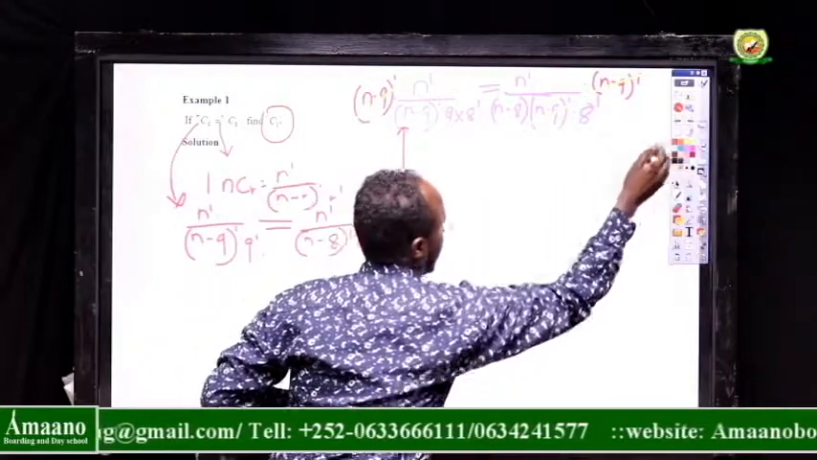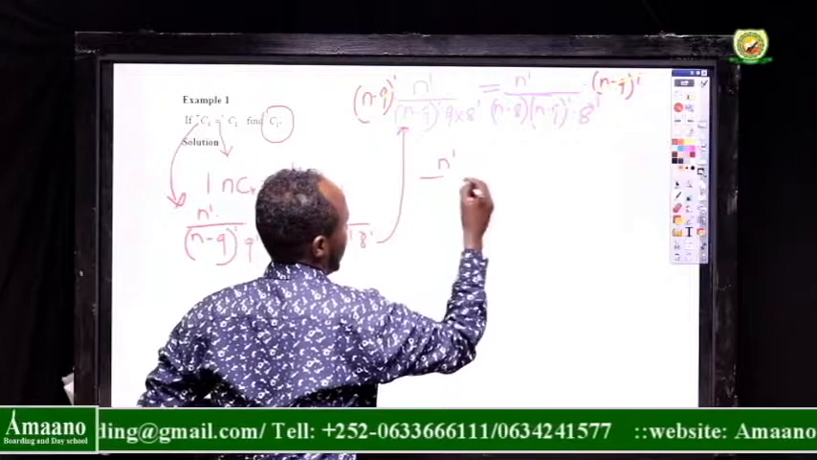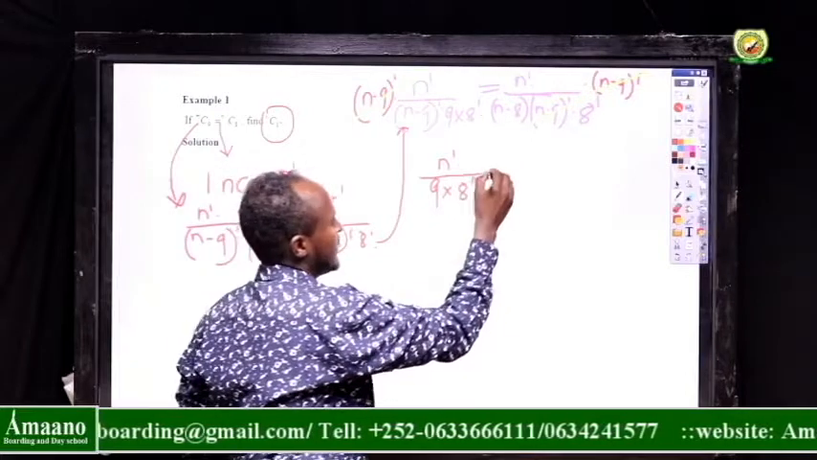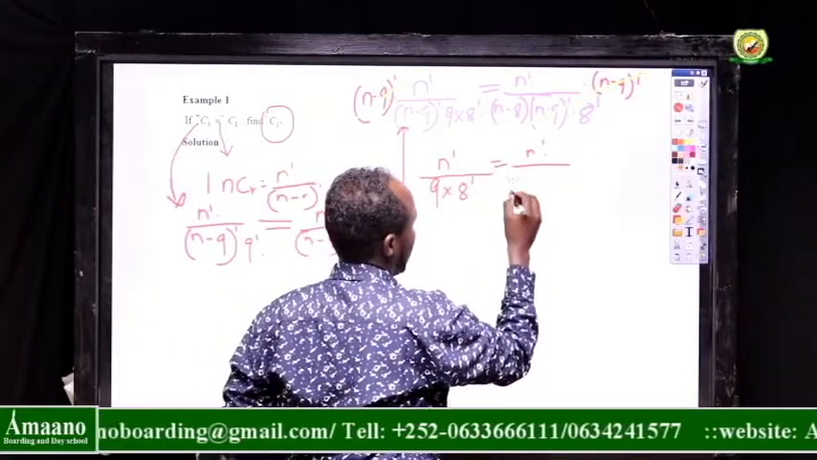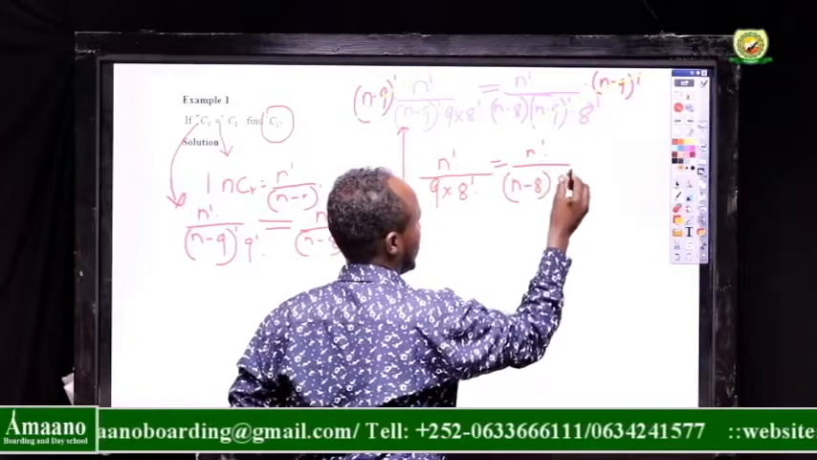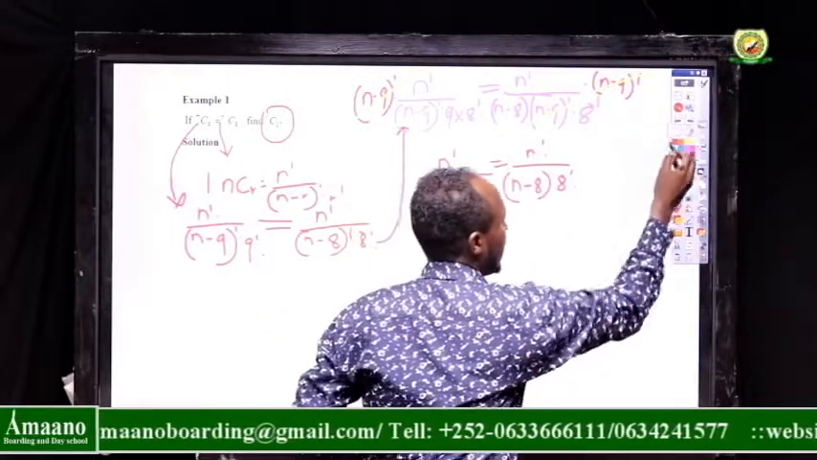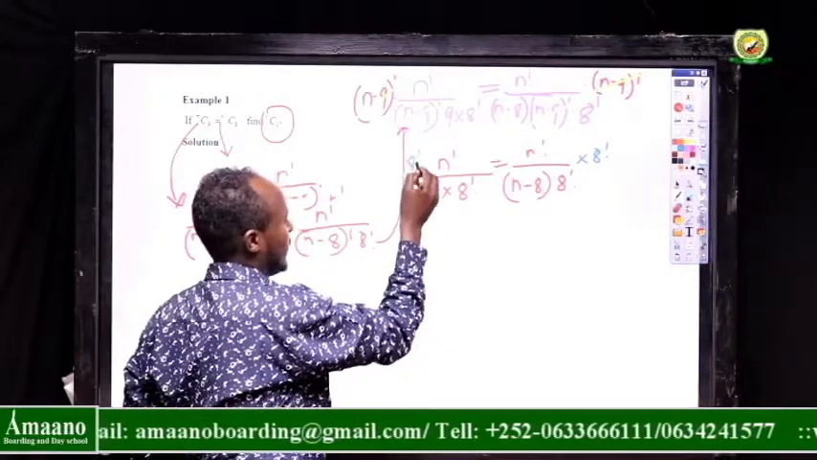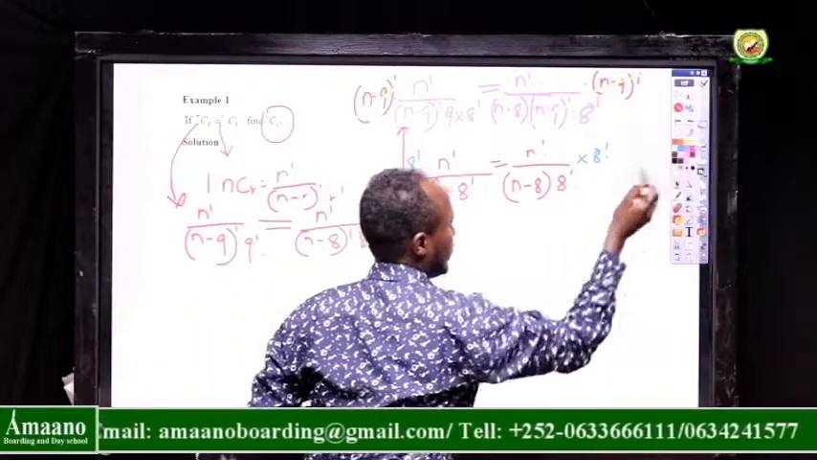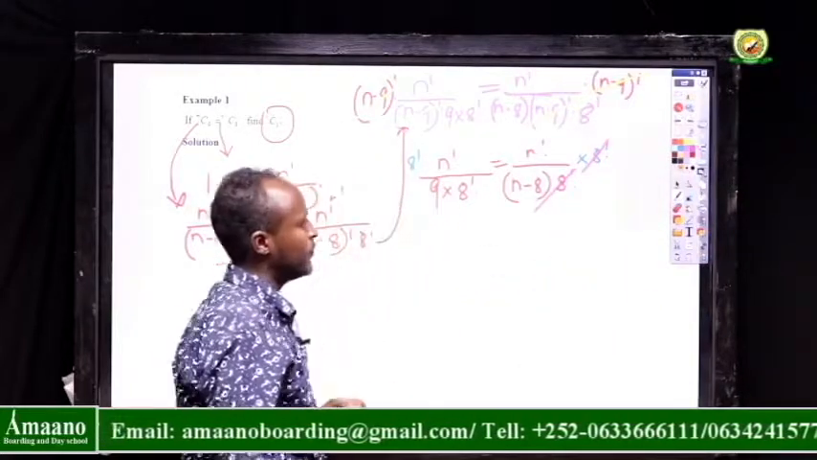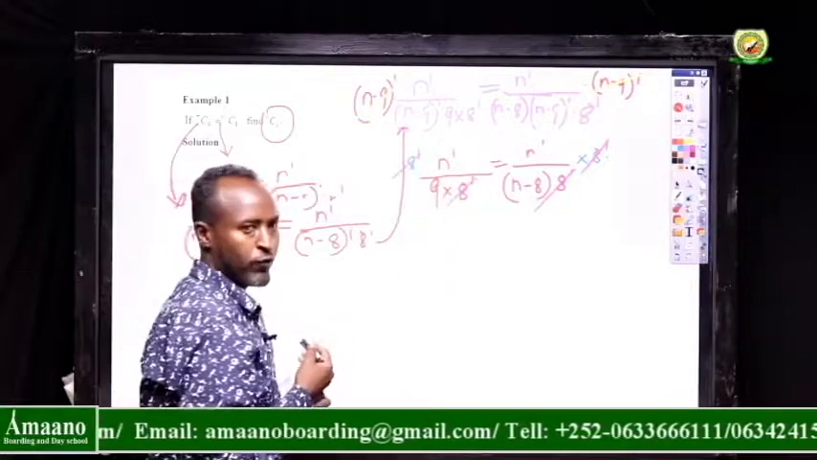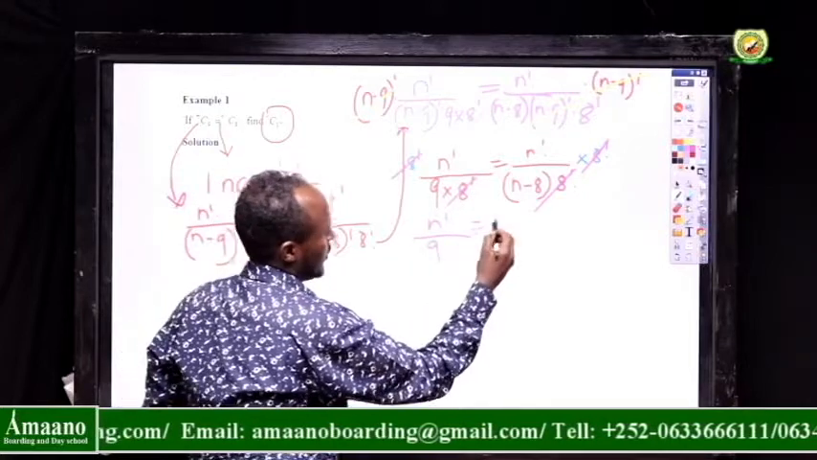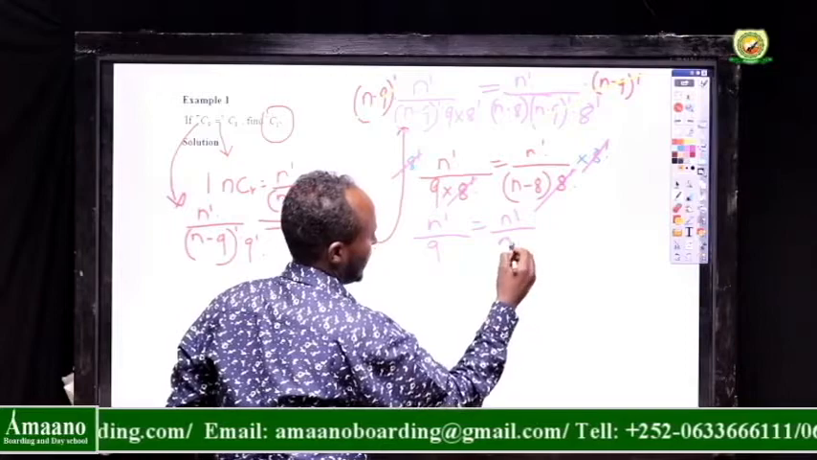Then we have, from here, n factorial is left, and 9 times 8 from the denominator. From the other side, you have n factorial and n minus 8 times 8 factorial. The same procedure. If we multiply this side by 8 factorial and multiply this side by 8 factorial, it means that you can cancel 8 factorial and 8 factorial. Also 8 factorial and 8 factorial from the other side. Therefore, what's left is n factorial divided by 9, and n factorial divided by n minus 8.